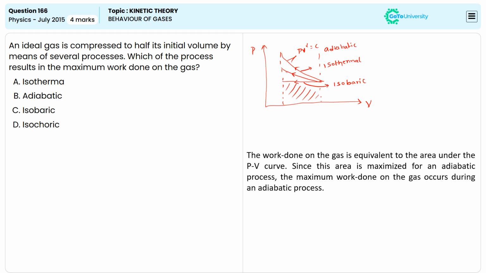And comparing the isothermal to the adiabatic, in the isothermal the work done means the area is under this one, compared to the adiabatic. So the area under the curve is maximum in the adiabatic process. Then we get that the maximum work done on the gas occurs during the adiabatic process. Then option B is the right answer.